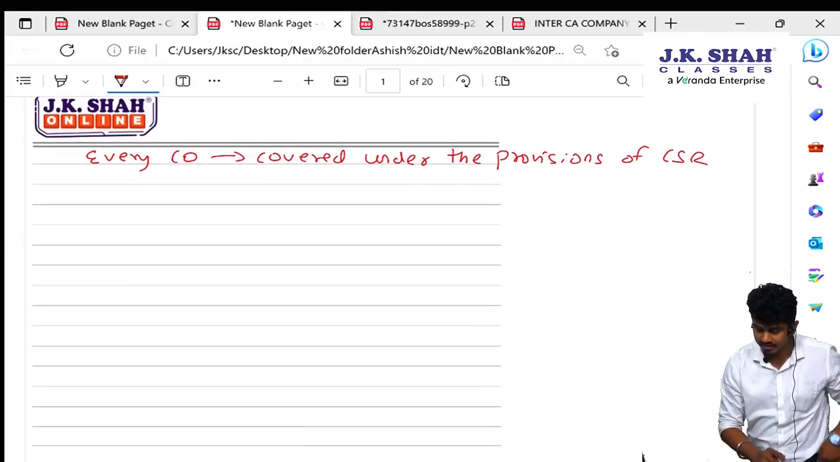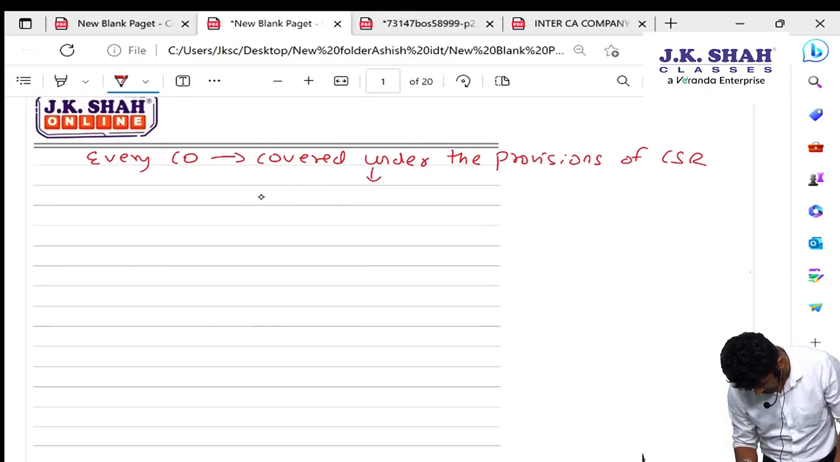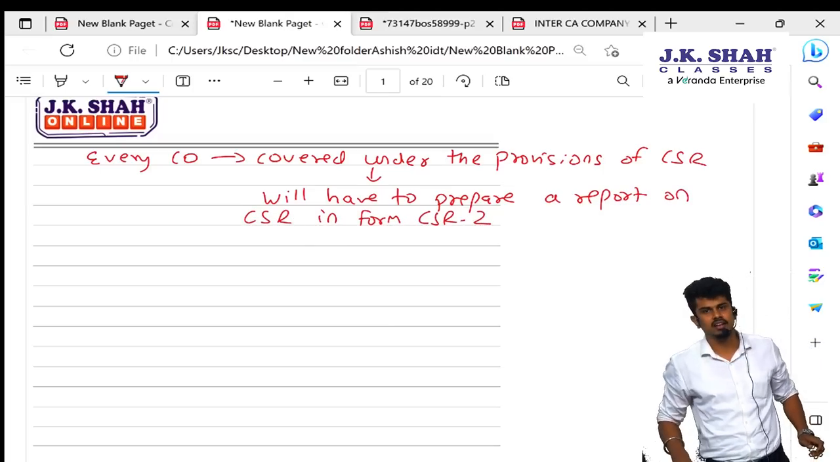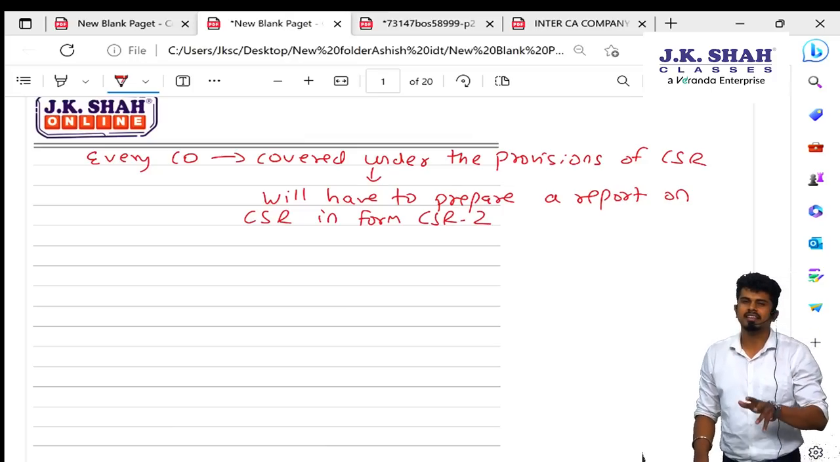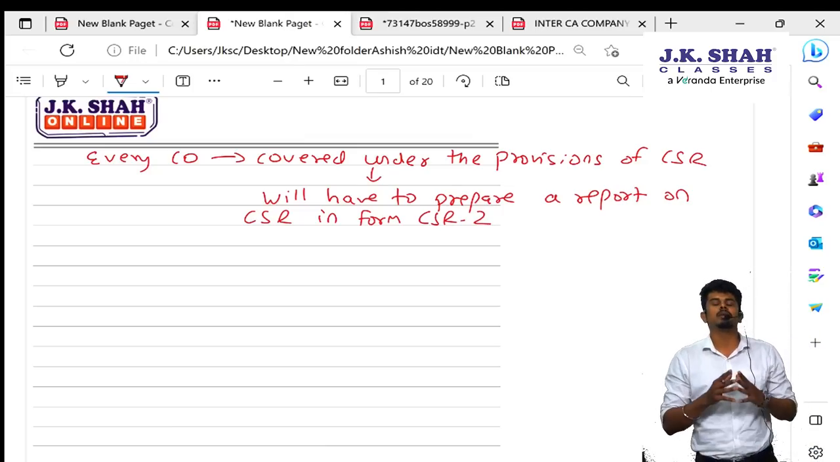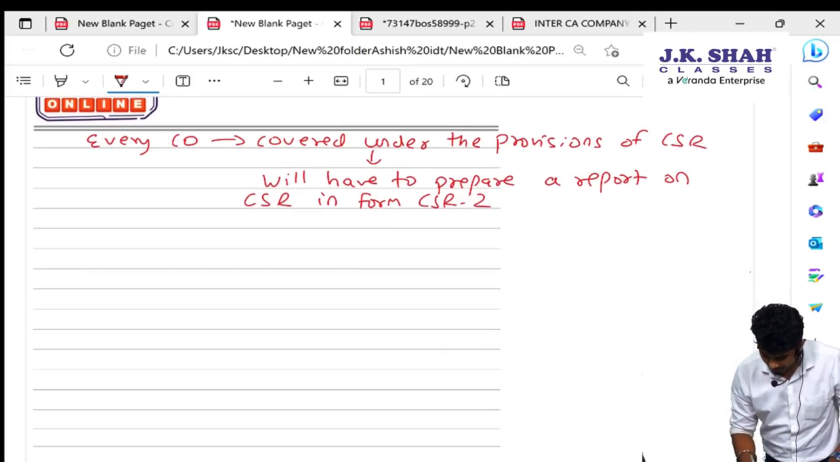Every company which is covered under the provision of CSR will have to prepare a report on CSR in form CSR2. That means MCA has introduced a new form called form CSR2, in which a company will prepare a report of their annual activity on CSR. Simple? Okay.